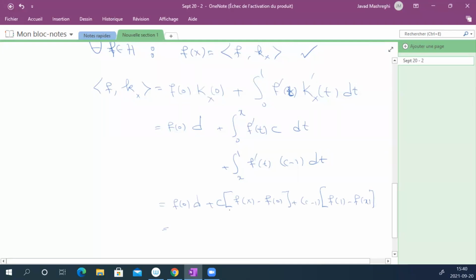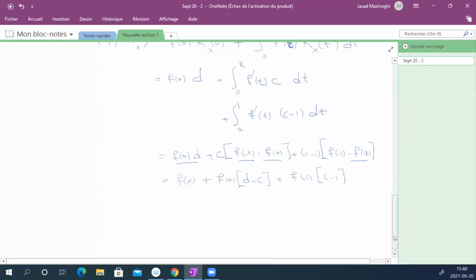For f of x, we have c plus 1 minus c. So it's just f of x. That's the good term we are looking for. For f of 0, we have d minus c, and f of 1 is just c minus 1. And what do we want? We want this to be equal to f of x for all f in H.